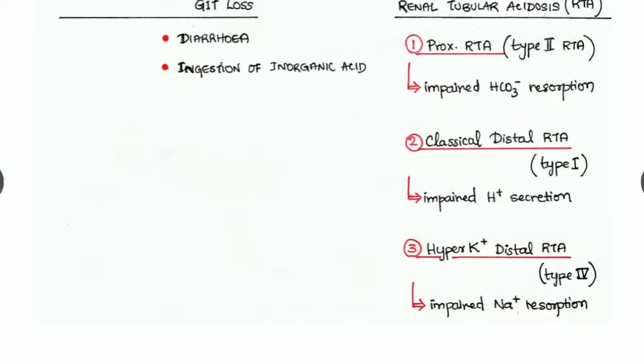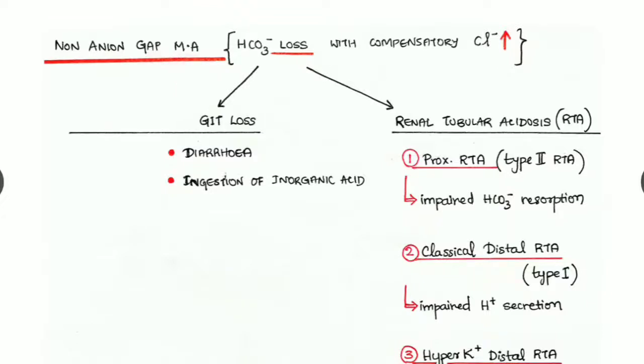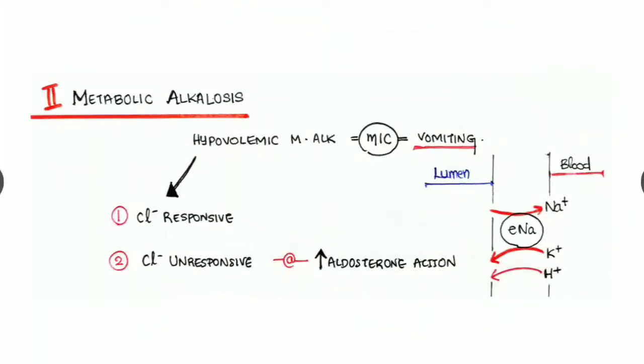If sodium is reabsorbed into the blood, then the body tries to remove the potassium out of the body. And that's about the metabolic acidosis. And the second one, metabolic alkalosis. The more amount of bases or alkali is present and causing the metabolic alkalosis. The most common cause is hypovolemic metabolic alkalosis due to vomiting. And this vomiting-induced hypovolemic metabolic alkalosis is the chloride responsive type of metabolic alkalosis.